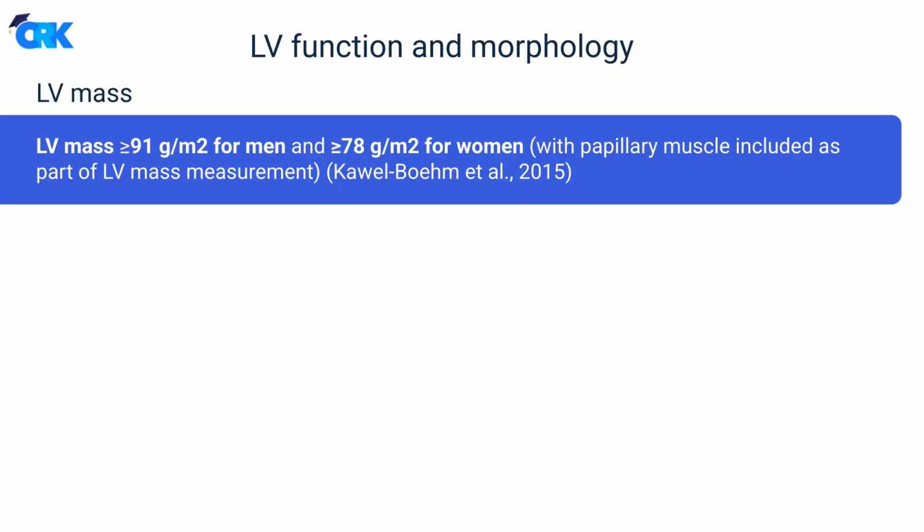4. Left ventricular mass. Let's talk about myocardial mass. An LV mass of at least 91 grams per square meter for men or 78 grams per square meter for women is considered elevated. When measuring, make sure you include the papillary muscles as part of that calculation. This quantifies not just the myocardial mass, but also reflects the amyloid burden, which can be quite significant in these patients. So yes, this too is required in your reporting.